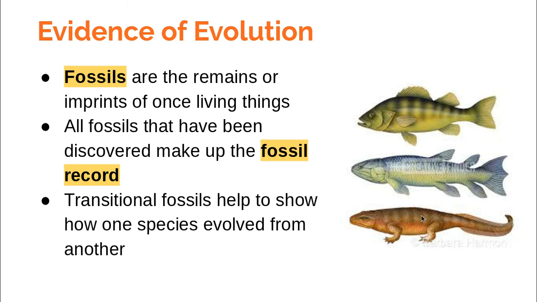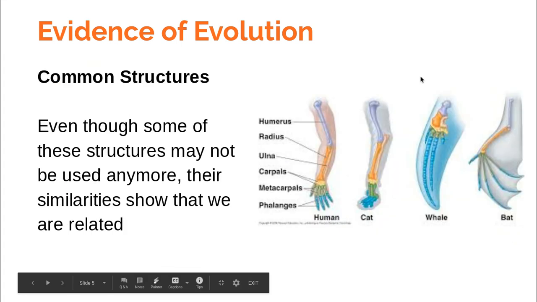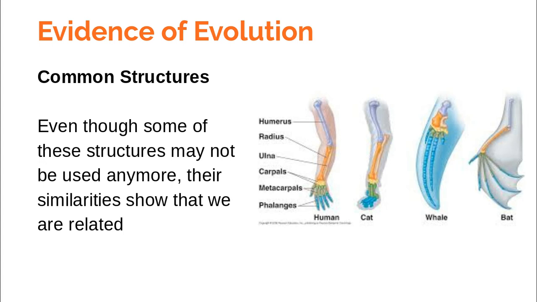All right, so today you guys started to look at different pieces of evidence that scientists use to show that evolution is actually taking place. And one thing that they look at are common structures. So even though some of these structures may not be used anymore or might not be used in the same way, the fact that they exist in many different species shows that we are related by some common ancestor a very long time ago. So in this picture, you can see an example of the forearm bones in 4 different living things, 4 different animals. We have the human, the cat, the whale, and the bat.